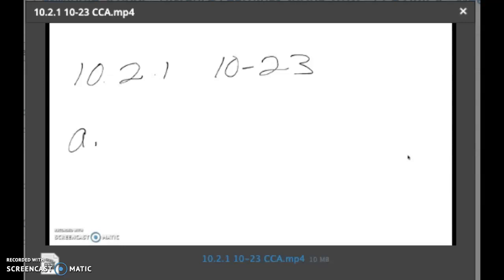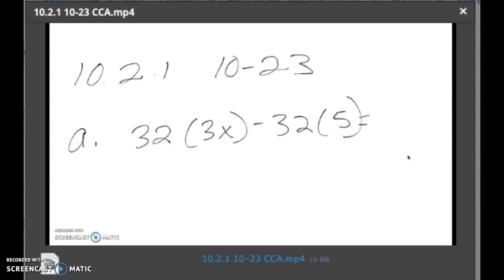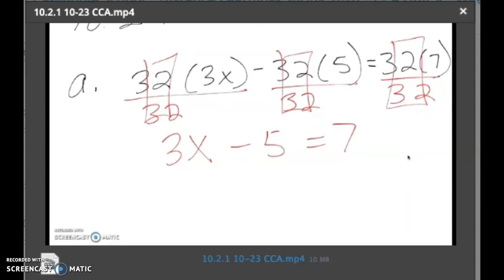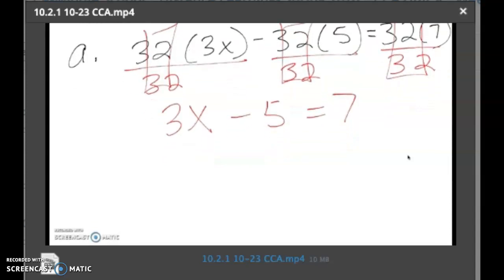So for question A, we're given 32 times 3x minus 32 times 5 equal to 32 times 7, okay? And when I look at this problem, I'm noticing that every single term is being multiplied by 32. So if I want to make this a simpler equation, I can divide every term by 32, and it'll stay equivalent as long as I divide every term by 32. So I'm going to go ahead and do that. All right, so these are giant 1s, so I'm left with 3x, another giant 1 minus 5 equal to 7. All right, and from here, you should be able to see how you can solve for x. So I'm going to let you do that, and I'm going to show you how to rewrite the next one.